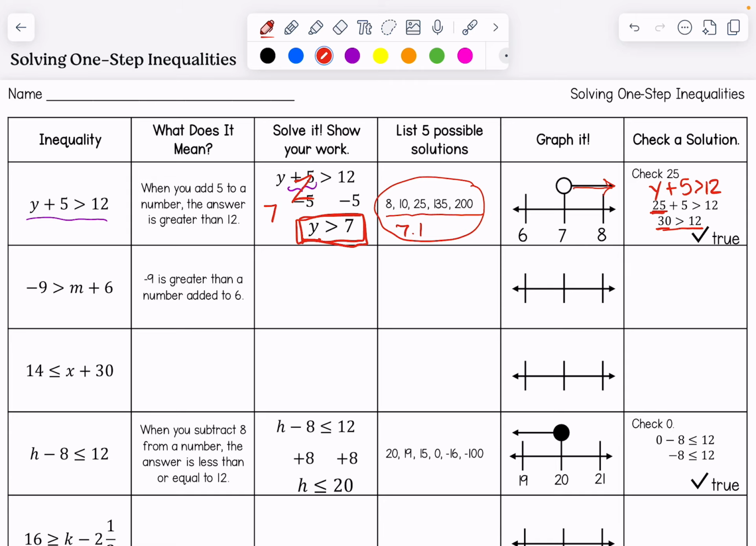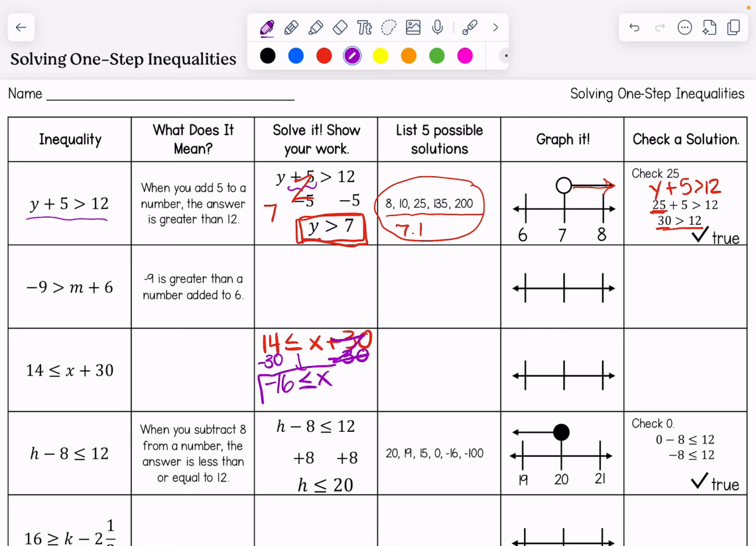If we look at another one, I'm going to skip that second row for now. Here we have 14 is less than or equal to x plus 30. We ask ourselves, what's happening to the variable? I'm adding 30, so I need to subtract 30. And when I do that, my 30s zero out, leaving me with x. What's really important when you solve inequalities is keeping track of which side you're on and where your inequality symbol is. So I'm going to bring down my x, bring down that inequality symbol, and then 14 minus 30 is going to give me negative 16. So this would be my solution.